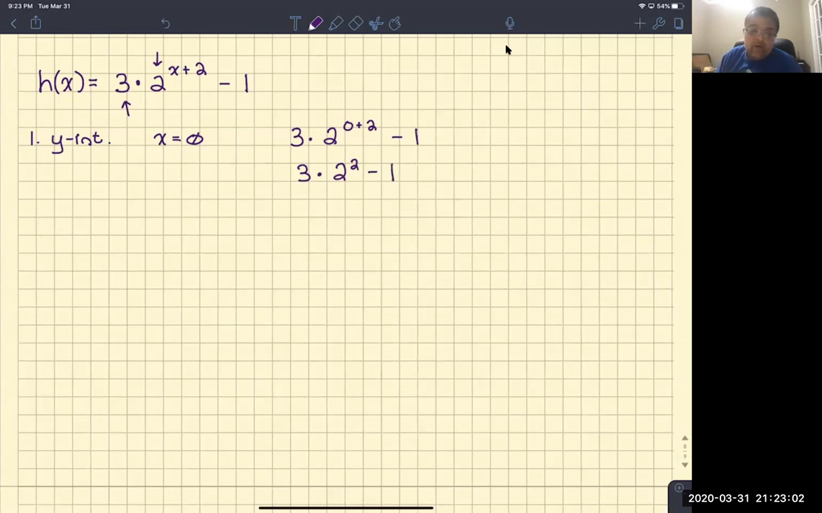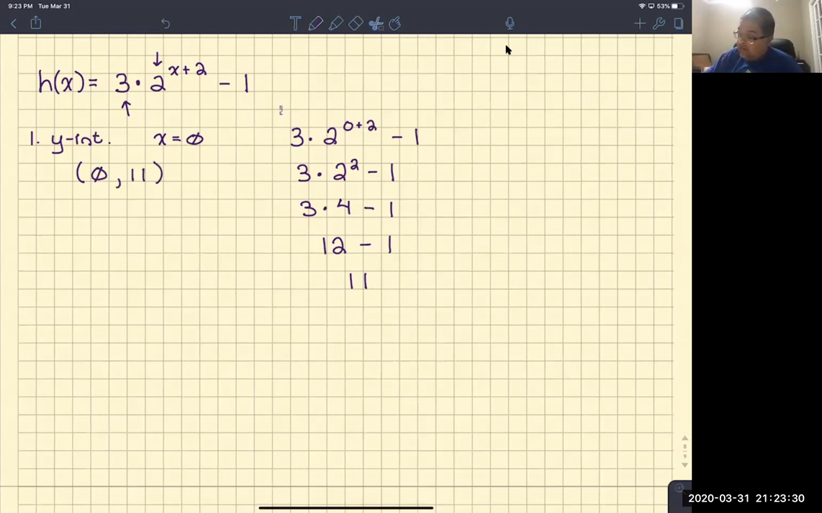So remember your order of operations. You do exponents, then multiplication, then addition and subtraction. So the first thing we're going to do is the exponent. So 2 squared is 4. Then we're going to multiply 3 times 4, which is 12, minus 1, which is 11. So my y-intercept is at (0, 11). Okay.